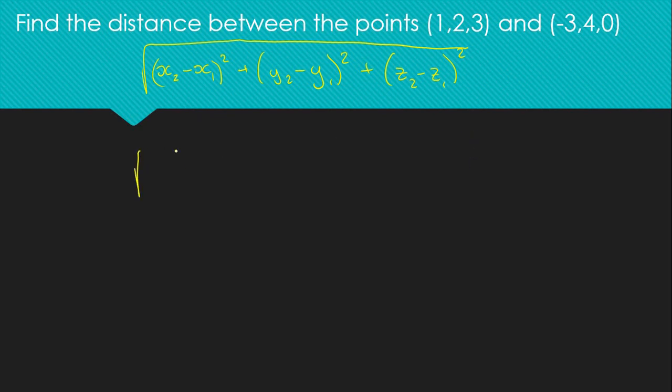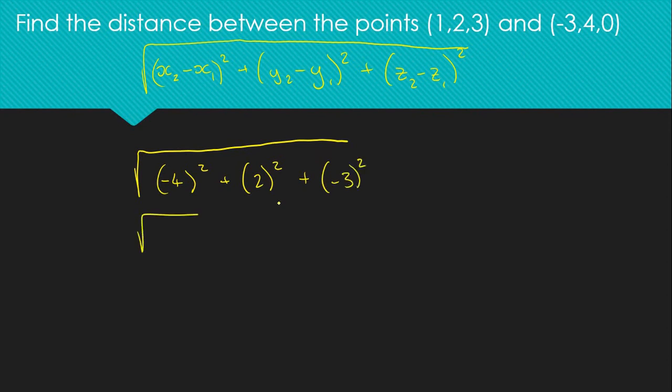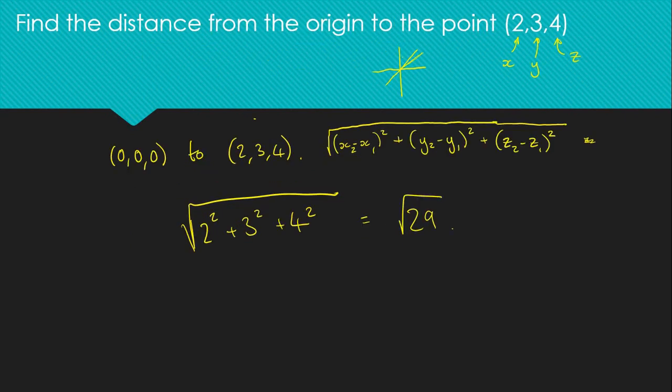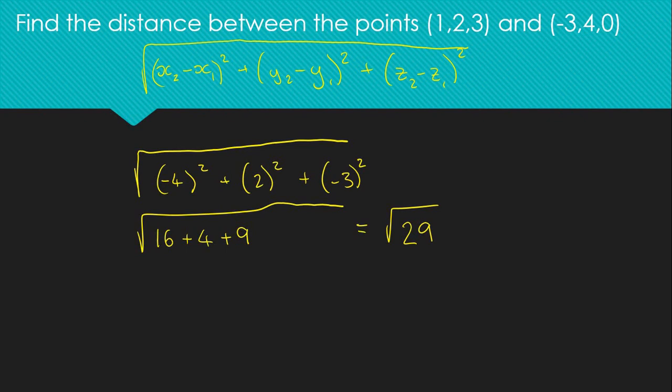Okay, so we've got -3 take away 1, which is going to be -4 all squared, plus 4 take away 2, which is going to be 2 squared, plus 0 take away 3, which is going to be -3 squared. Okay, that is going to be 16 plus 4 plus 9 in the root, and that will be root of 29. Okay, which is weirdly enough the exact same as the previous question, but it's not always going to be, of course. Okay, hopefully that's okay so far.